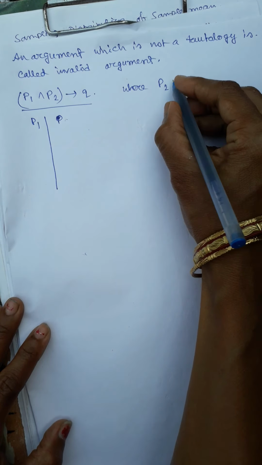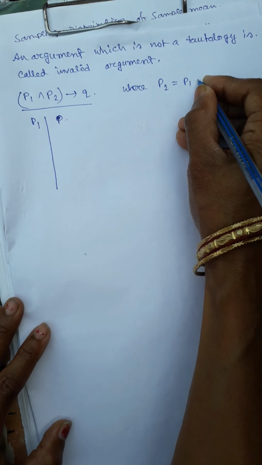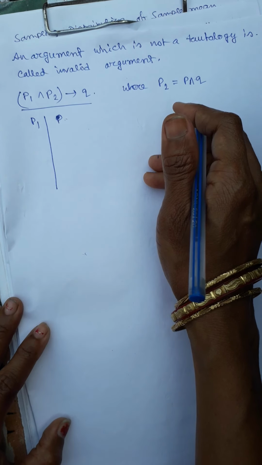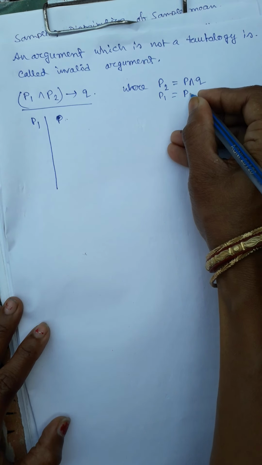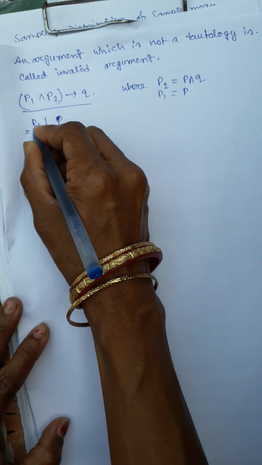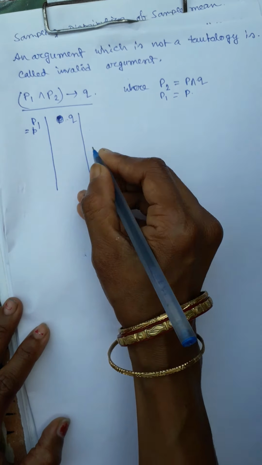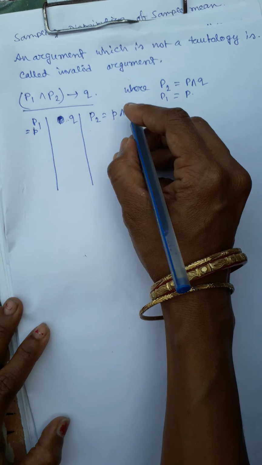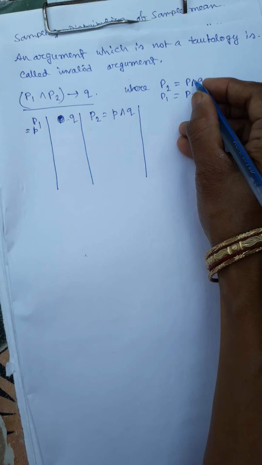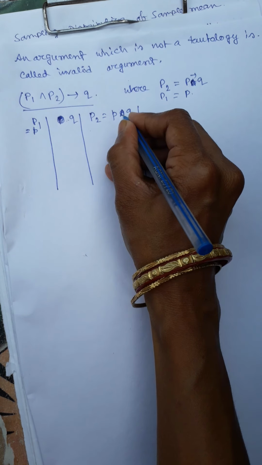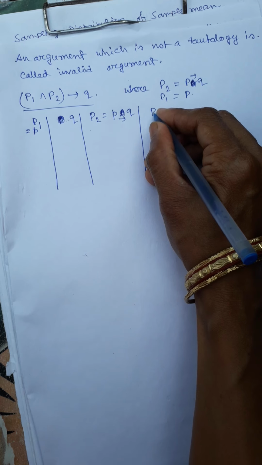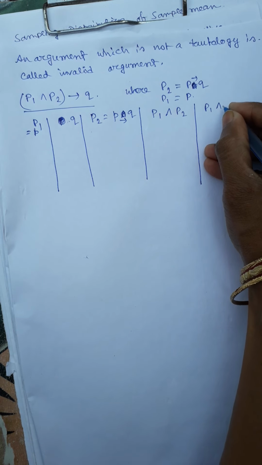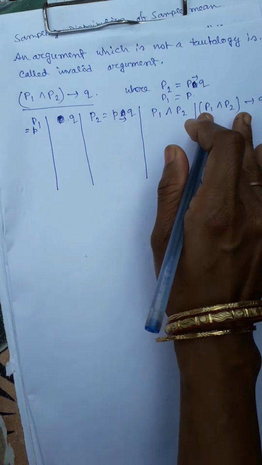Where P1 is small p, and this is Q, and P2 is equal to small p implies P conjunction Q, small p implies Q, and P1 conjunction P2, then P1 conjunction P2 implies Q.